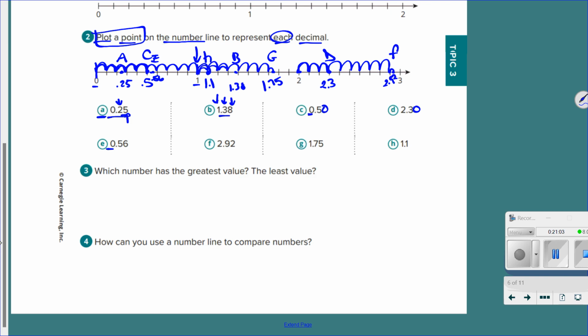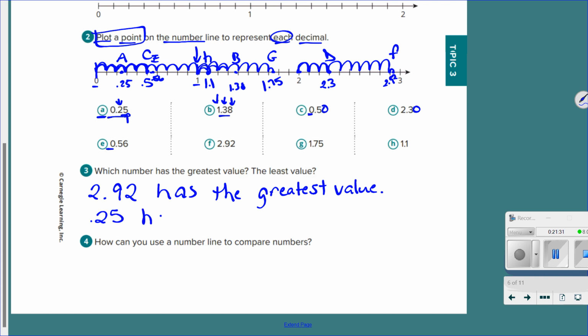All right, which number has the greatest value that we put on the number line? Amari? 2 and 92 hundredths has the greatest value. I didn't ask that part yet. All right, which one has the least value? Colin? 25 hundredths, yes.